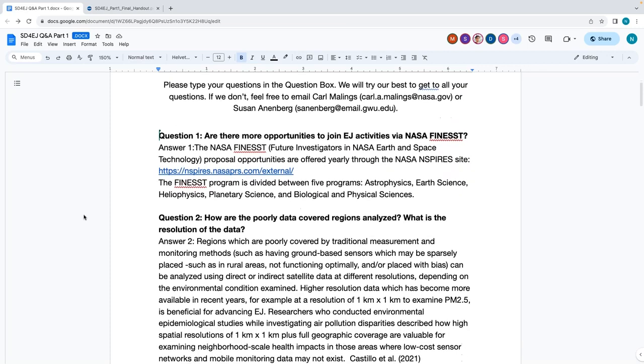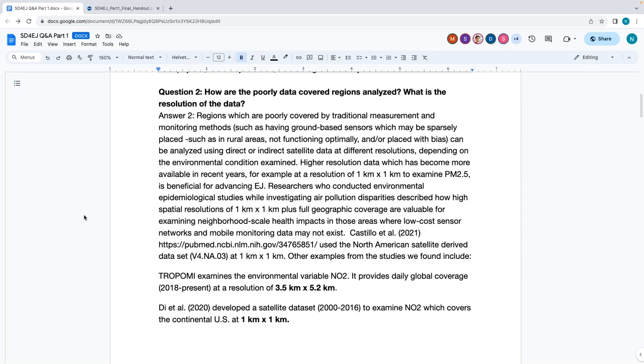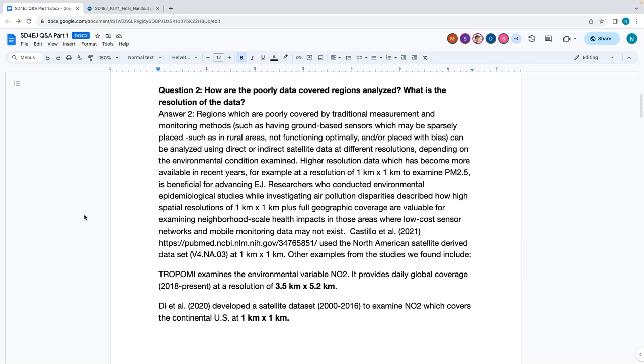Question 2: how are the poorly data-covered regions analyzed? What is the resolution of the data? We've covered a lot of data over the course of today's presentation. In general, regions that are poorly covered by traditional ground monitors can be analyzed using direct or indirect satellite data at different resolutions. We've covered observations that have resolution as high as 1 kilometer, all the way up to tens of kilometers. In the case of sensors like TROPOMI, those are going to have spatial resolutions of 3.5 by 5.5 kilometers; it says 5.2, but I think it's 5.5 kilometers. There are also developed data sets such as surface NO2 or surface PM2.5 that go as high as 1 kilometer.